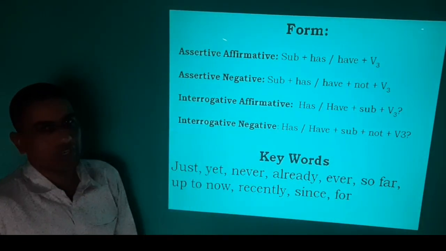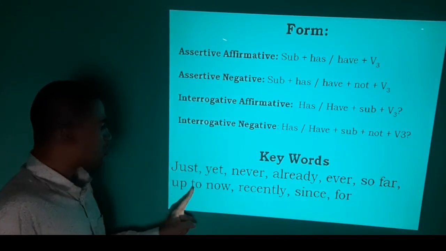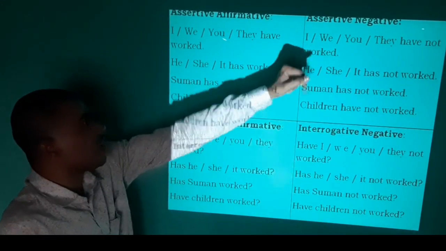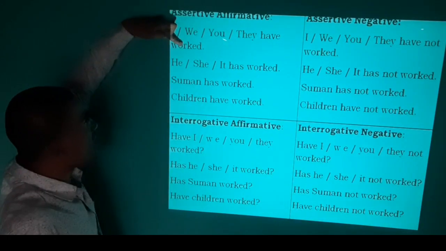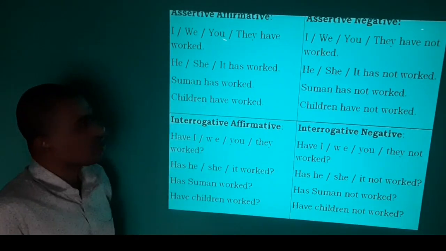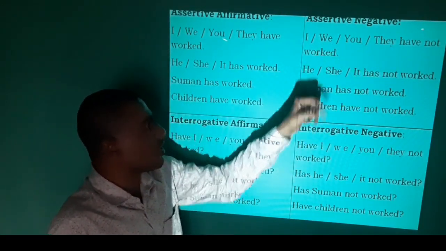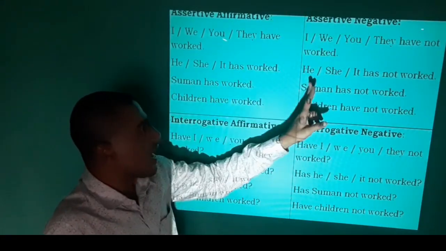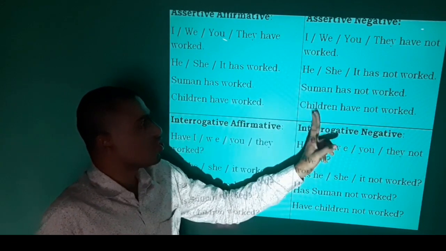And then we have certain keywords here like just, yet, never, already, ever, so far, up to now, recently, since, for, all those words. If you look at the examples, assertive affirmative: I, we, you, they have worked; he, she, it has worked; Suman has worked; children have worked. Assertive negative: I, we, you, they have not worked; he, she, it has not worked. So these four subjects go together, and these three, he, she, it, go together most of the time. Suman has not worked, children have not worked.